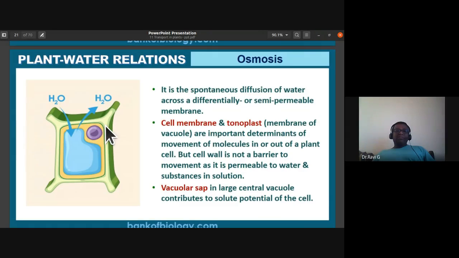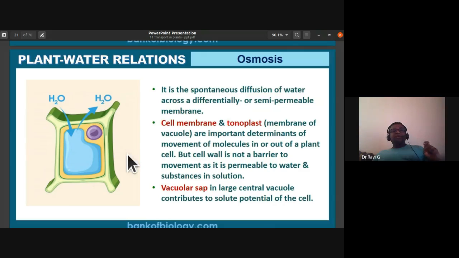Now the cell membrane, the plasma membrane and the tonoplast play a very important role. In a plant cell, the central vacuole is very large and occupies a huge space of the cell, and it is covered by an outermost membrane called the tonoplast. So the cell membrane, that is the plasma membrane, and the tonoplast, the membrane of the vacuole, are the key membranes.